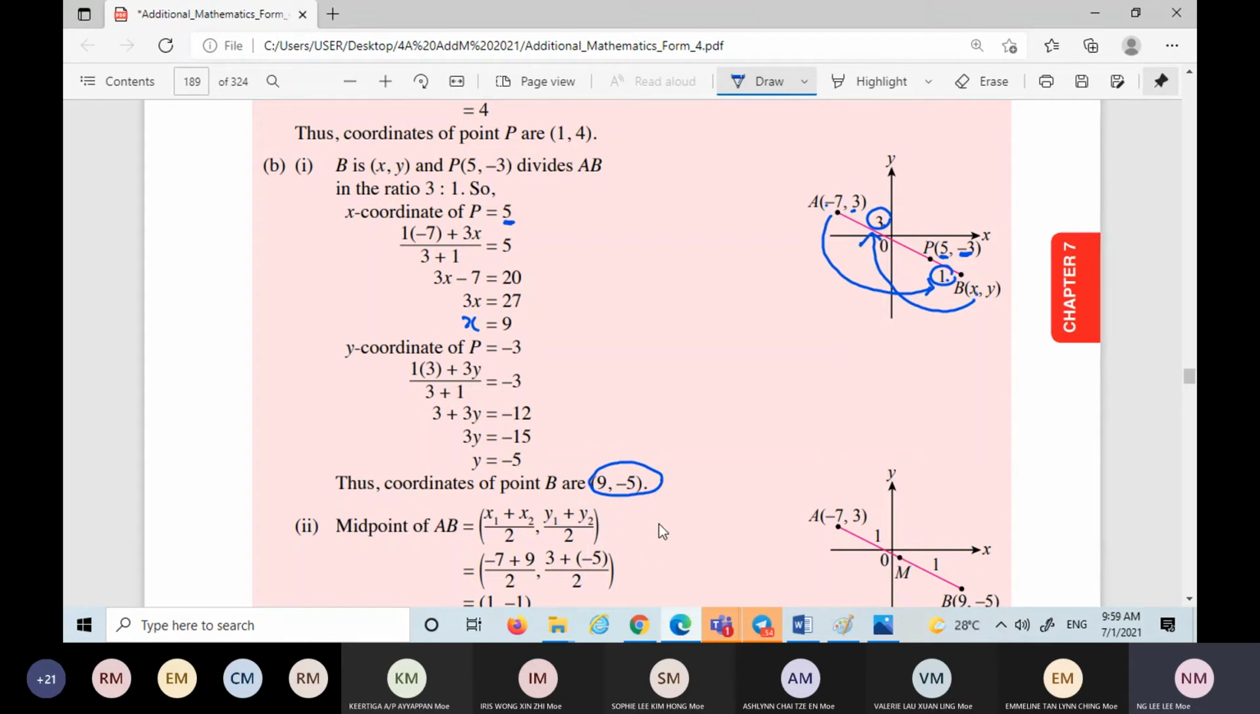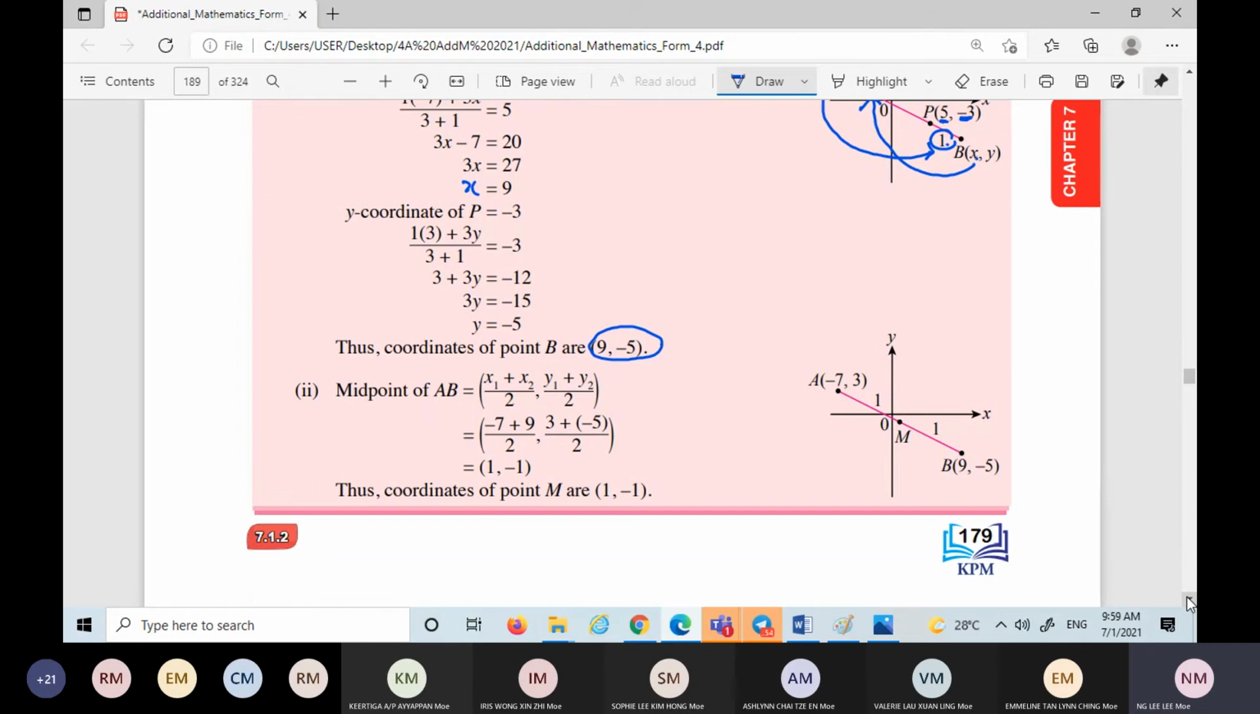So your point A is this, point B is this. Use the midpoint formula. The x coordinate and the x coordinate, add up and then divide by 2. So 9, -7, divide by 2. The y coordinate, the same thing, -5 plus 3 divide by 2. That is your midpoint.